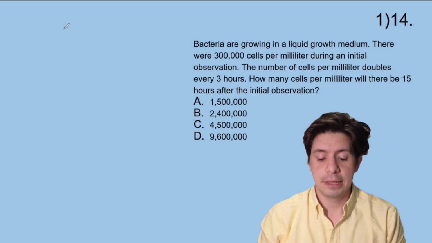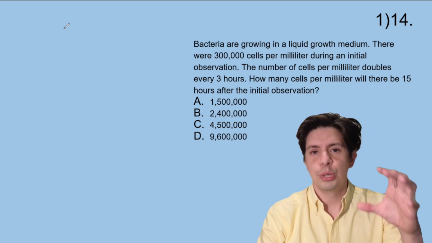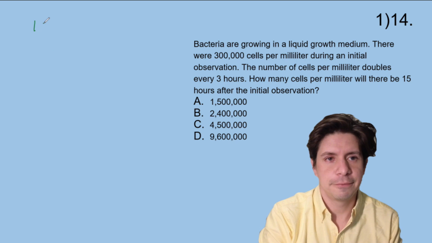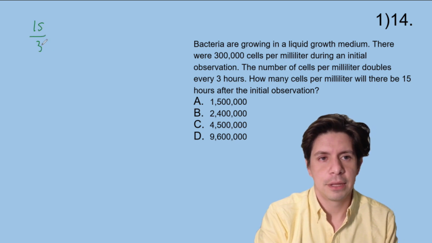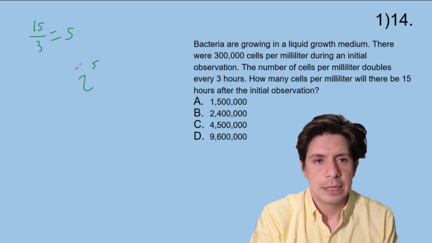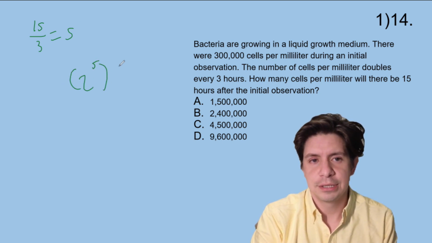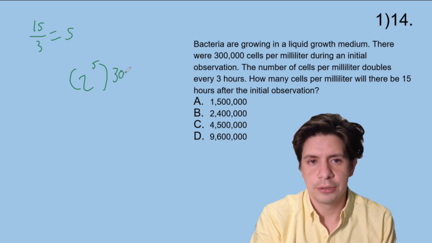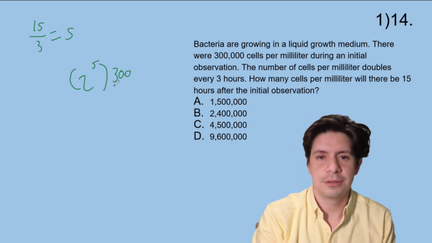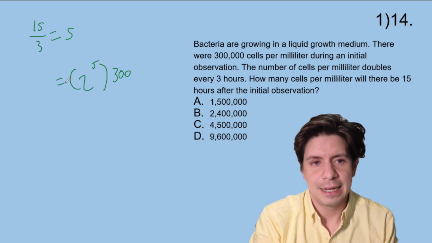So how I think about it is how many units of 3 hours do we have in 15? The way I find that is I do 15 divided by 3, which gets me 5. And then if it's doubling, we're just going to do 2 to the 5th. So it's going to be 2 to the 5th times the initial amount. I'm just going to write that as 300. Forget the 1,000 because they're all in thousands anyways. I'll just add on those zeros afterwards. And that should give us our answer.